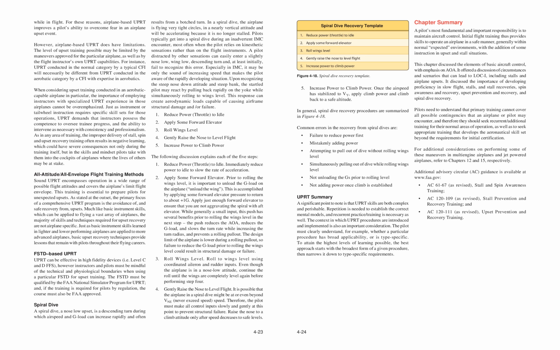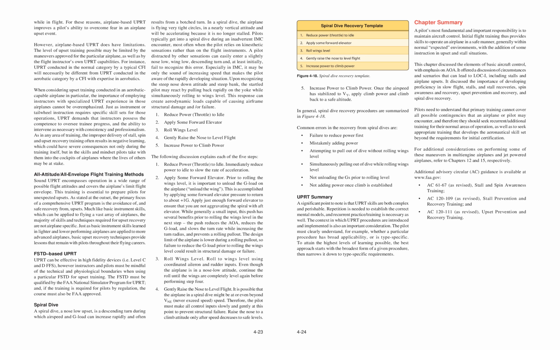1. Reduce power, throttle, to idle. 2. Apply some forward elevator. 3. Roll wings level. 4. Gently raise the nose to level flight. 5. Increase power to climb power. The following discussion explains each of the 5 steps.